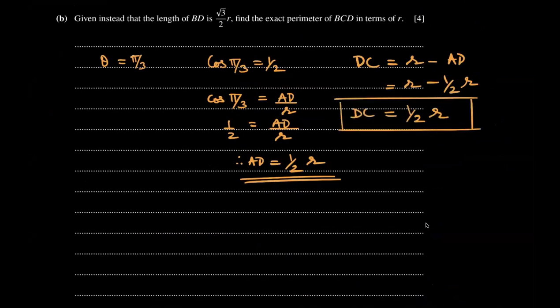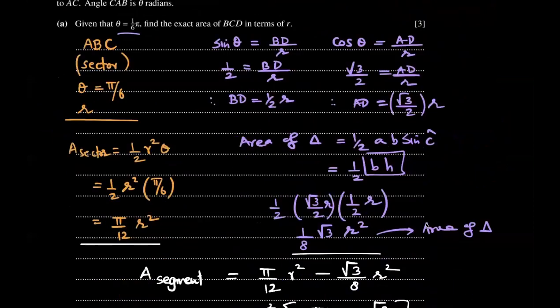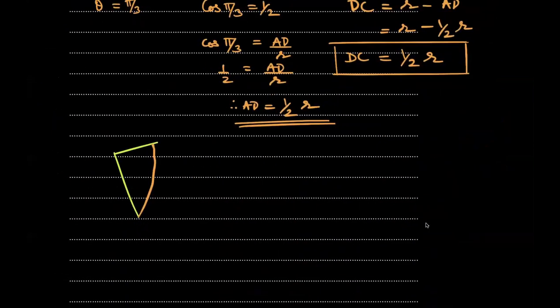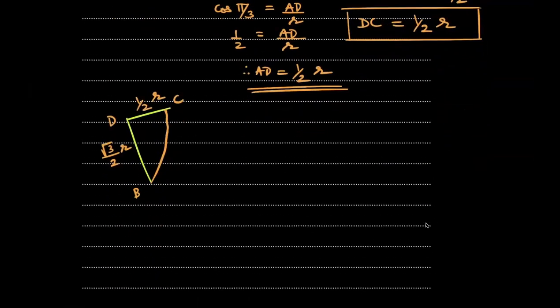And when we look at the segment, it goes something like this. Let me go up and check. This is D and C and B. So this is D, this is C, and this is B. DB is given as root 3 over 2R, and DC is given as half R, right? And what else is there? We need to find this thing over here, the arc length BC.